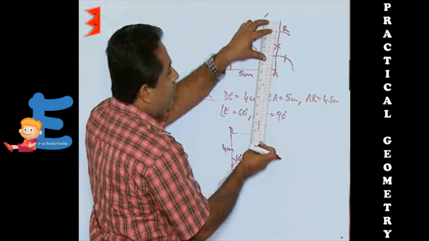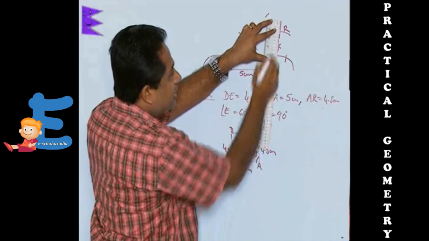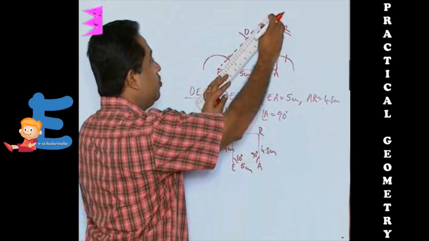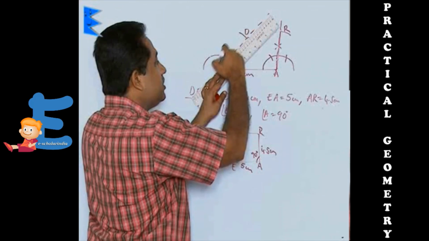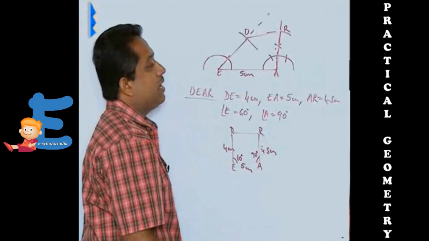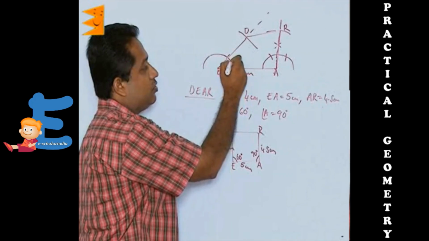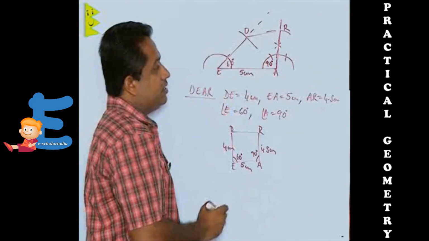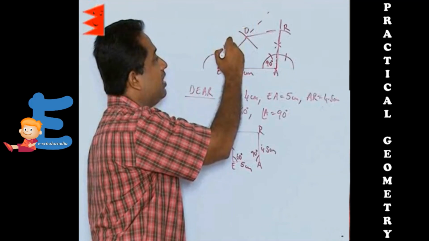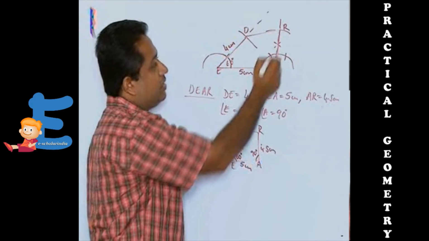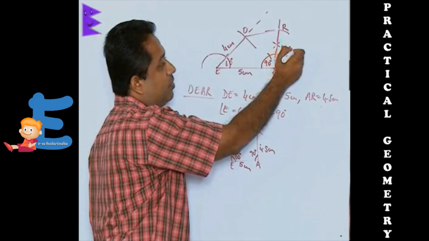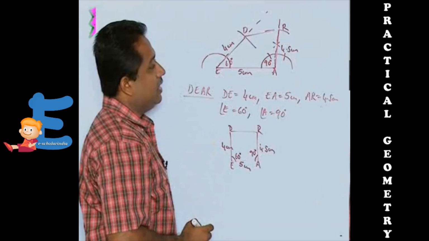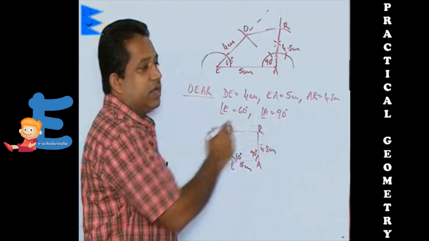We can join A to R. The construction lines are there. You can darken this portion. And you can also join D to E. So what happens is we get our quadrilateral as per the dimensions. This angle we had constructed 60 degrees. This angle we had constructed 90 degrees. We had taken this radius ED as 4 centimeter and we had taken this as 4.5 centimeter. Then we have joined DR. So we get this quadrilateral DEAR as per the dimensions given.